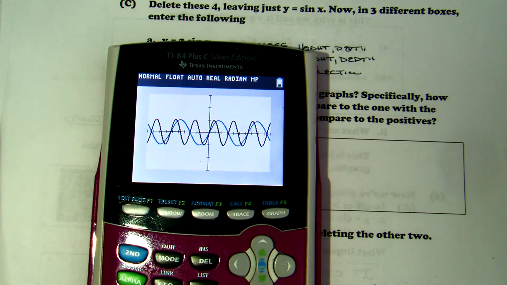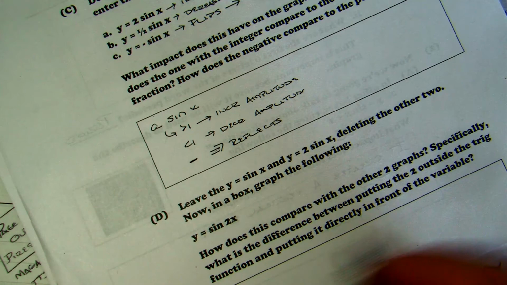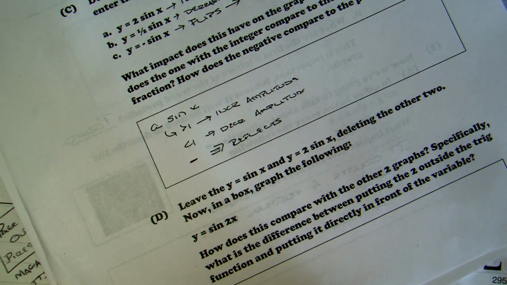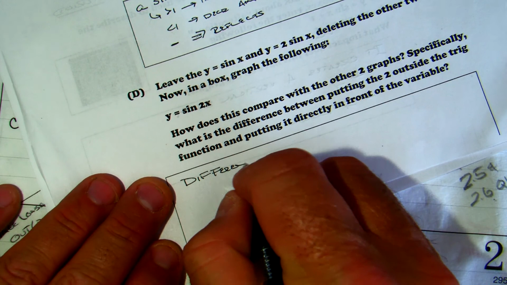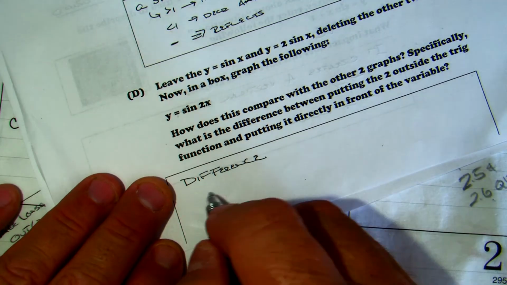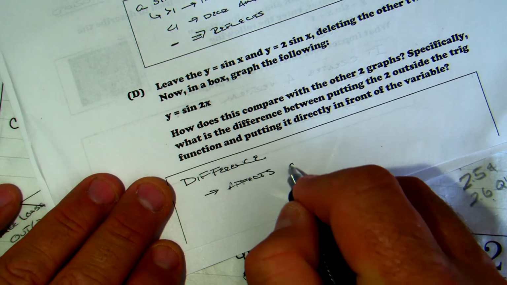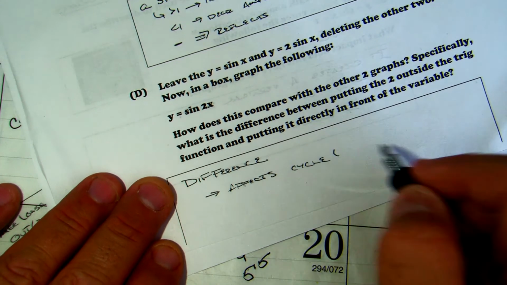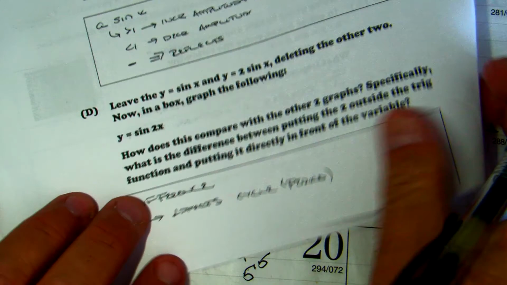So if you look at the width, it's just increasing. The difference between sine of 2x and 2 sine x is that it affects the cycle, which I told you this word will come up, the period, or the time it takes.